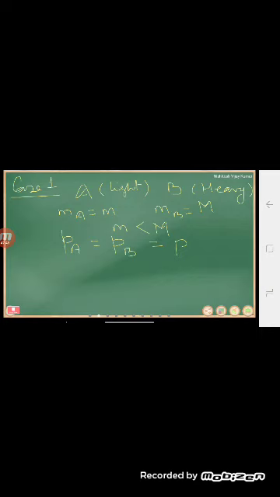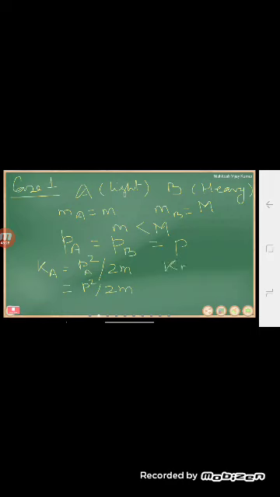Now, since momentum is constant, we have to find out the kinetic energy. So the kinetic energy of A, reusing the relationship we have studied just now, will be equal to PA square upon 2m. We can write PA is equal to P, so P square upon 2m.